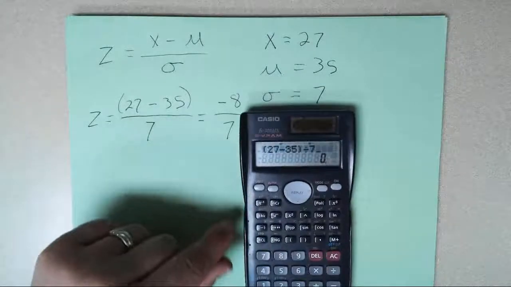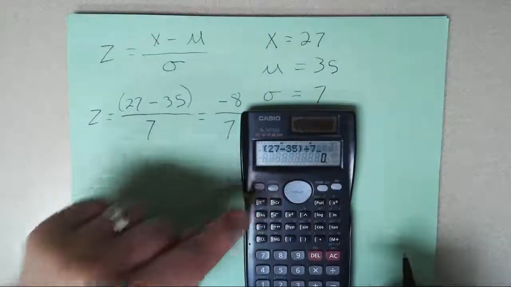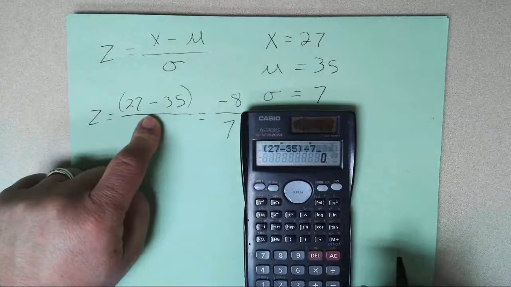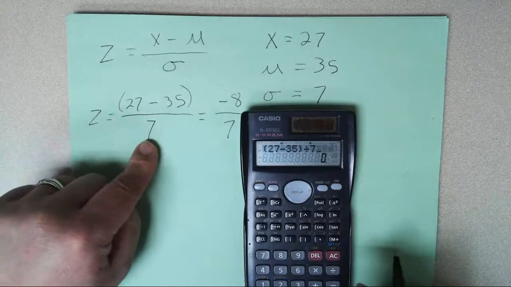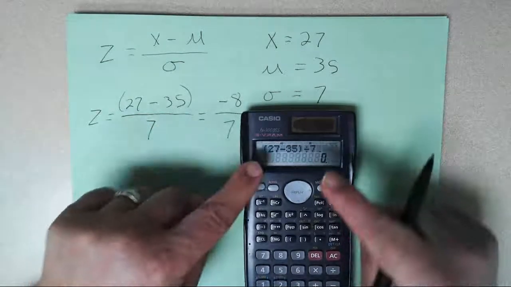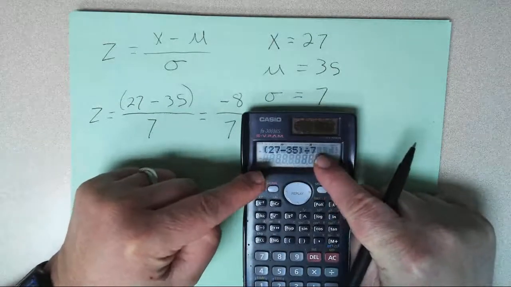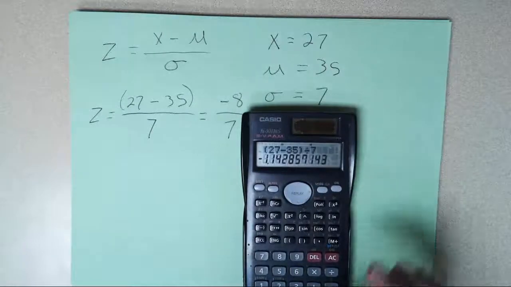Okay, so what I'm doing here is I'm telling the calculator, I know the calculator is normally going to divide before it subtracts. So if I just do 27 minus 35 divided by 7, it'll do the division before it subtracts. So I have to make sure I use parentheses to say, okay, subtract this first before you divide. And then I get the right answer.